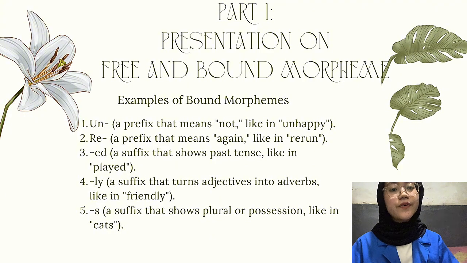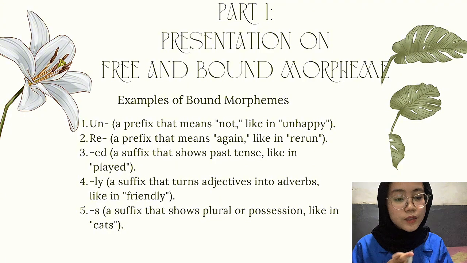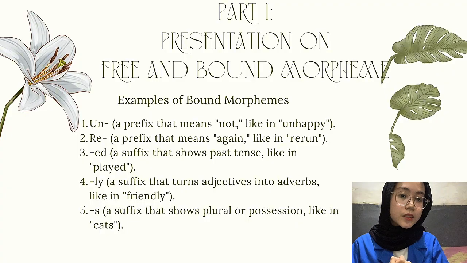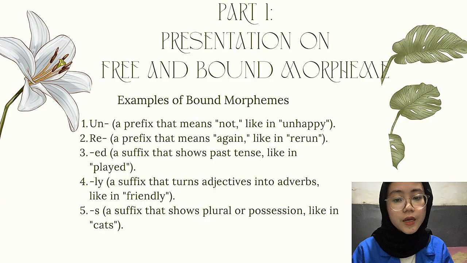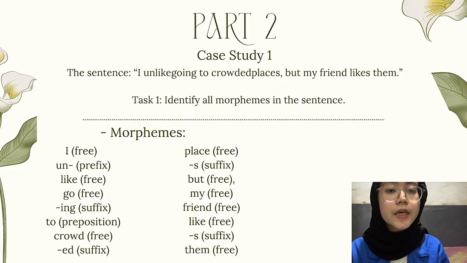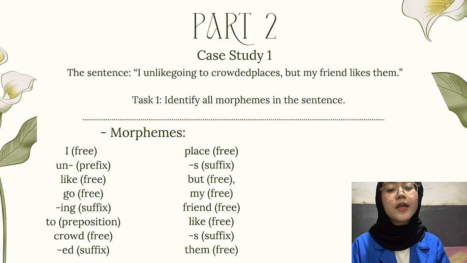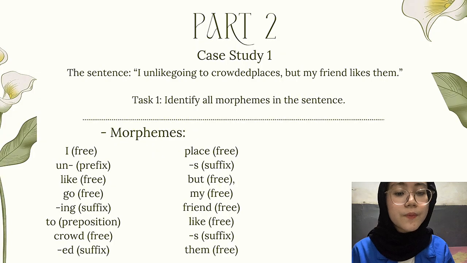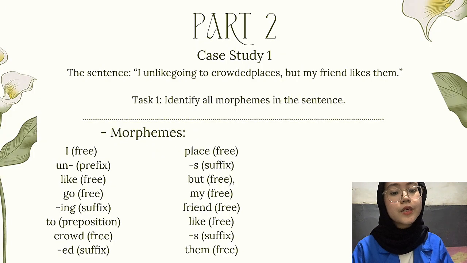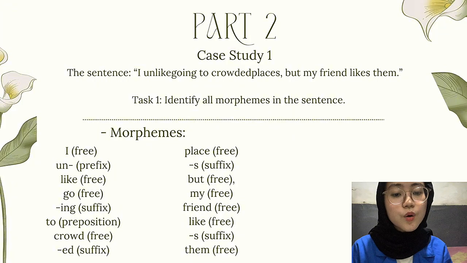So basically, a free morpheme can stand alone, but a bound morpheme always needs a partner. So that's the end of part 1, and then we move to part 2, which is the case study section. Here we will analyze sentences and words to see how morphemes actually work in real examples. The sentence for case study 1 is, I unlike going to crowded places, but my friend likes them.